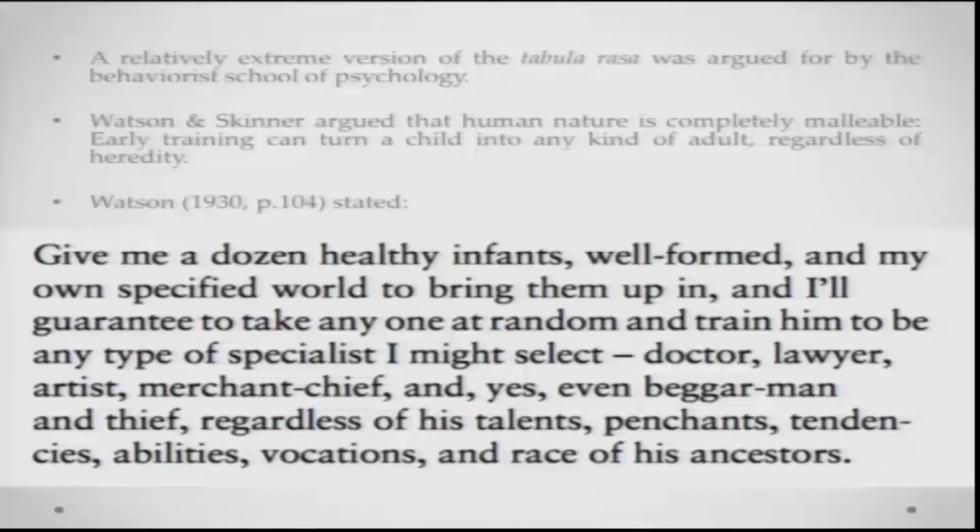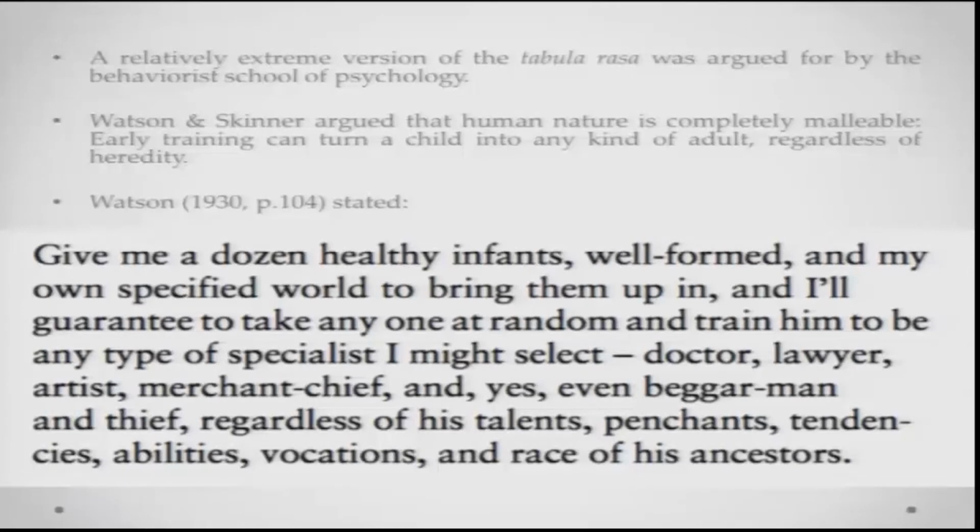So these are the kind of questions that have been asked, and a very extreme version, and I've talked about this in much detail when I've talked about the history of cognitive psychology in the earlier course. Now, a slightly more extreme version of the tabula rasa concept was argued for by the behaviorist school of psychology.